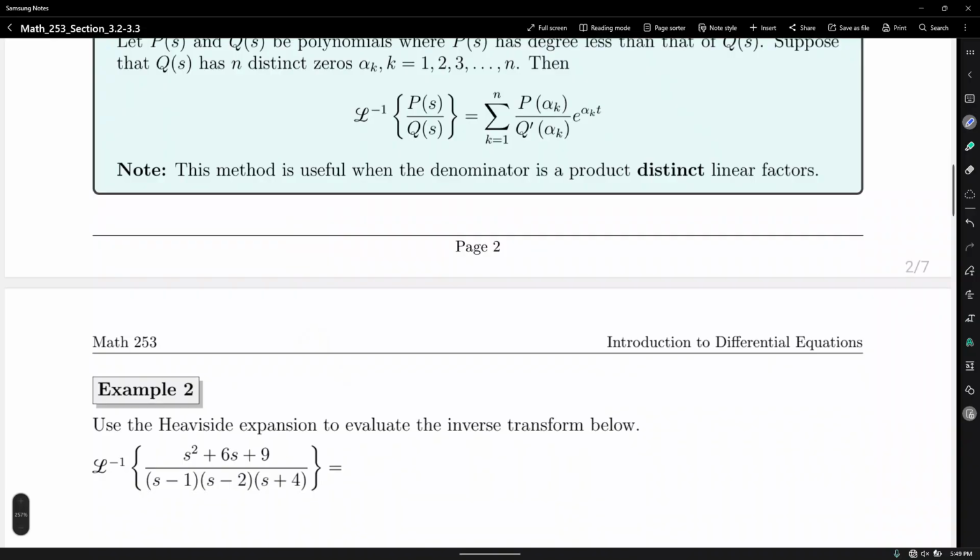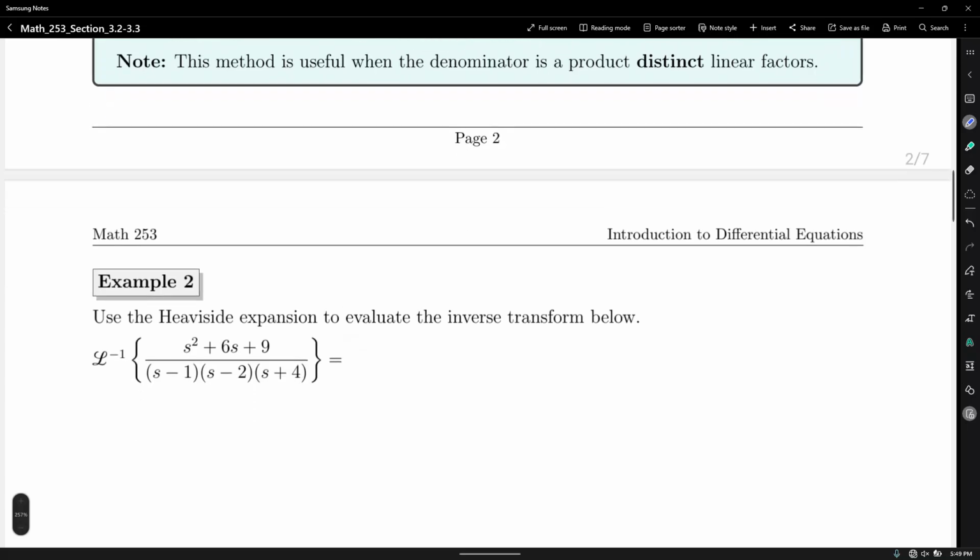All right. So let's use Heaviside expansion to evaluate the inverse transform of this madness here. I mean, think about that one. That would have looked like a huge partial fraction decomposition, but actually this would have been a nicer example of a partial fraction because all factors are linear. We can easily see that the zeros of the denominator are 1, 2, and -4. We can do the work easily, but let me show you this alternative.